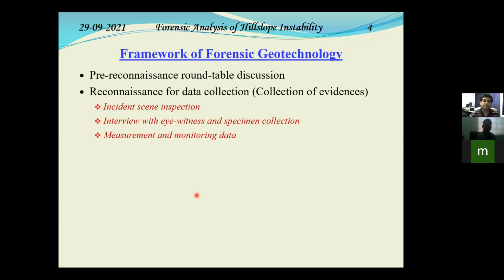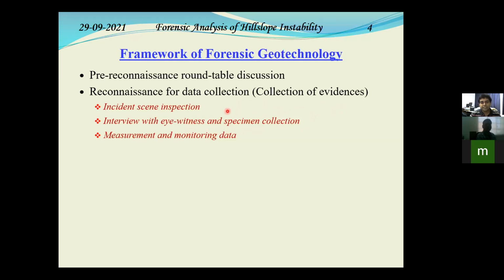Then based on this pre-reconnaissance roundtable discussion, when we get a know-how of the project, we really need to go to the site. We make a reconnaissance survey at the site where we really collect the evidence. We inspect the site, what has happened, and try to figure out what has really occurred over the period of time. We talk to different eyewitnesses. We talk to the people who have suffered due to the calamity.